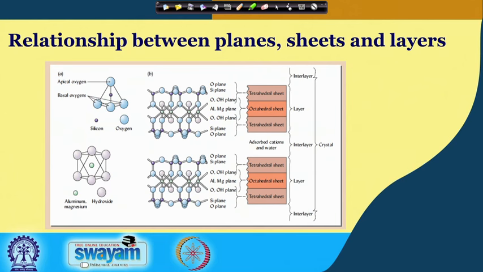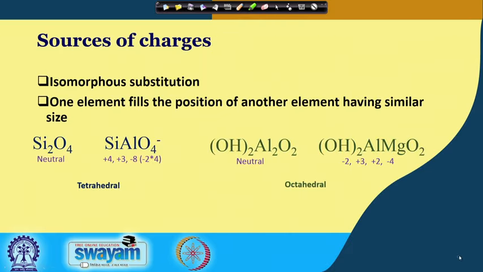sheet sandwiched between two tetrahedral sheets to form a 2:1 structure, and what is a 1:1 structure, what is a unit cell, what is an interlayer, what is a layer, what is a crystal, and then what are the different types of planes. So we stop there and let us go from here, and in today's lecture we will be discussing in detail the mineral structure of different clay minerals.